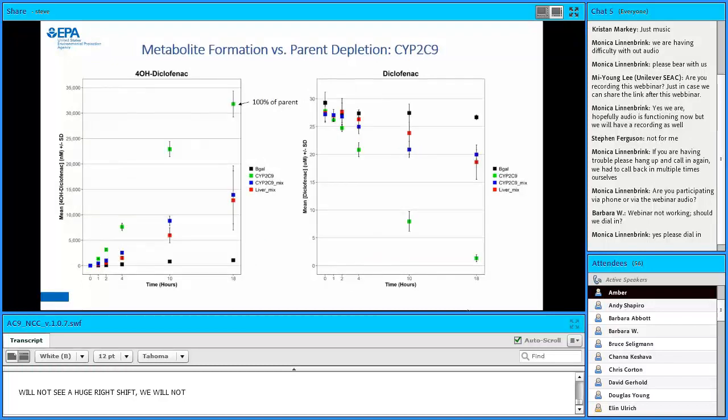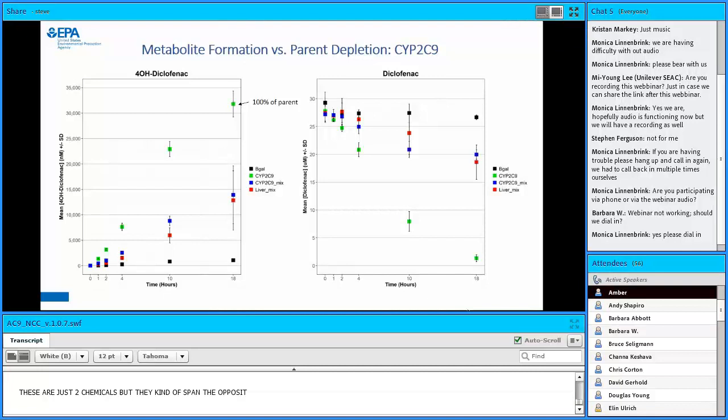On the other hand, there's a chemical like diclofenac, right? So here's diclofenac, 4-hydroxydiclofenac formation on the left by 2C9, and then depletion by 2C9 of diclofenac on the right. And here, we're also at 3 times the KM, so we were at about, I think, 28 micromolar for this study. And what you can see is that at 18 hours, we had metabolized 100% of the parent. And so these are just 2 chemicals, but they kind of span the opposite ends of the spectrum of what we might expect to see.